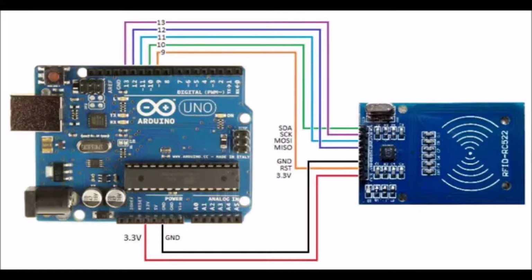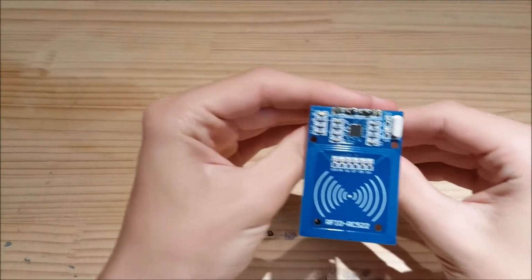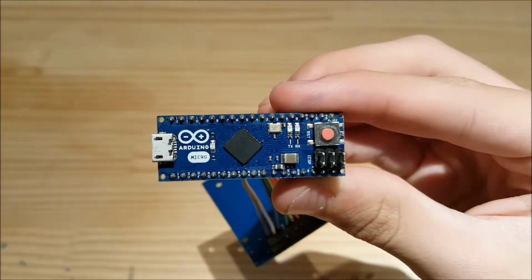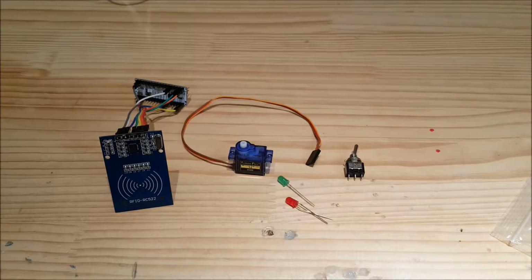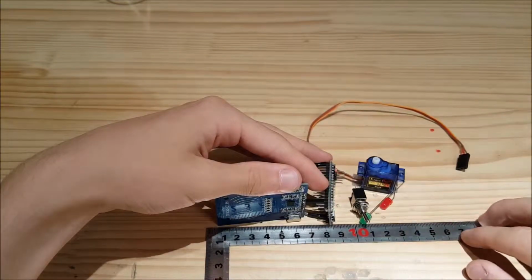I can also make a servo motor move in order to lock or open something. As I don't have any door to lock, I'll make a box. I need an RFID card reader, the RC522, an Arduino Micro, a servo motor, a battery, and other little things. I started by measuring and arranging the components as to know the right size needed.